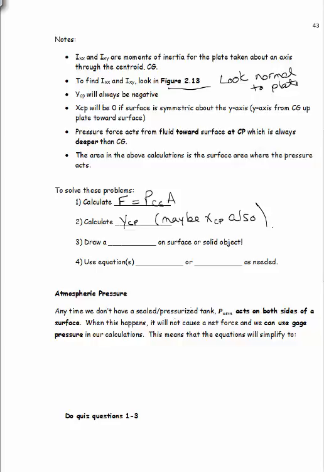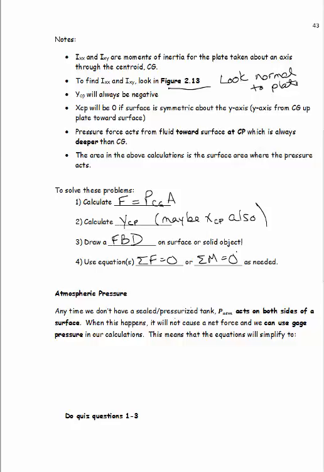Okay, that's not usually the end of the problem. Usually it's not saying, find a resultant force and where it acts. It's trying to find something else. And normally what you're going to need to do at that point is draw a free body diagram on the surface, or solid object, or whatever it is that you're trying to figure out some forces on. And then use your statics equations: sum of the forces equals 0, sum of the moments equals 0, as needed to figure out whatever the problem is asking for.